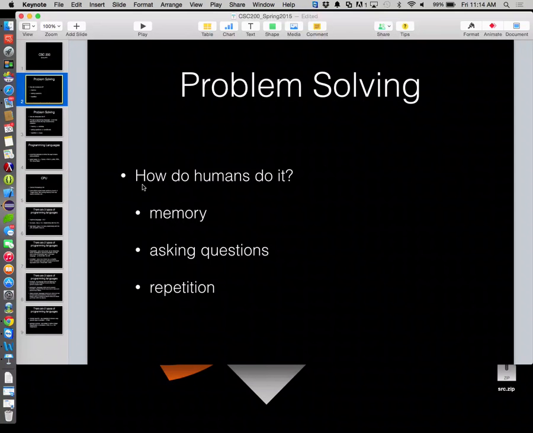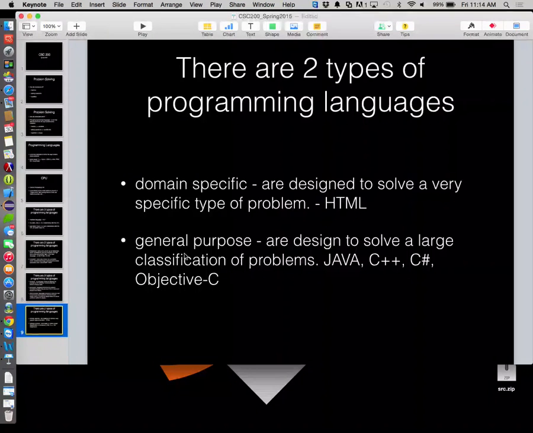These guys, right? We decided human beings, we use our memory, we ask questions, we use repetition. In a language like HTML, we have no way of remembering stuff. We have no way of asking questions. We can't repeat stuff. The language doesn't have those constructs built into it. So by our definition, this would not be a programming language. It's a perfectly usable tool, and it's a perfectly good language, but it wouldn't be a programming language by our definition.